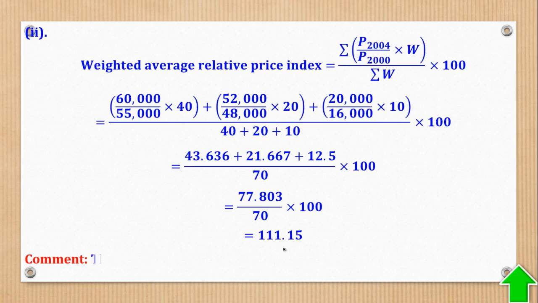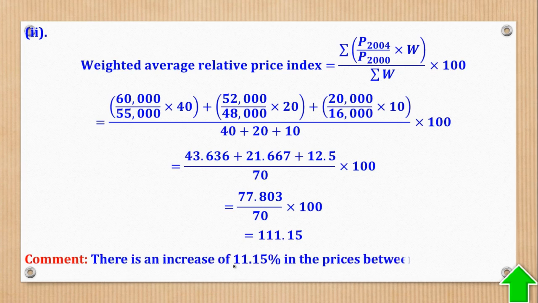But they also told you to comment, so the difference is 11.15, therefore the comment will be there is an increase of 11.15% in the prices between 2000 and 2004.